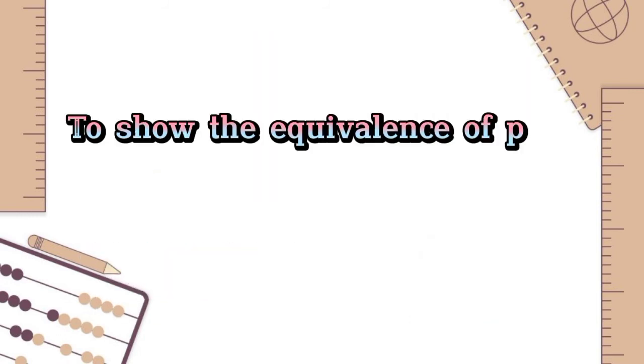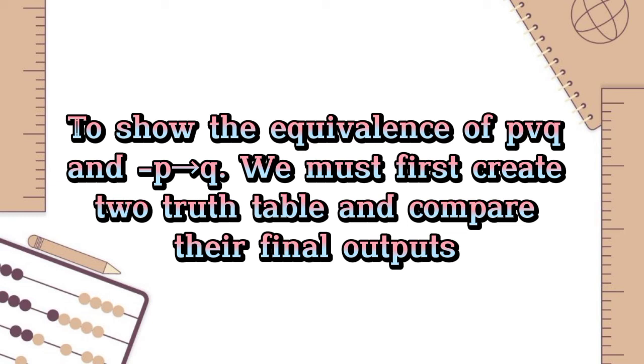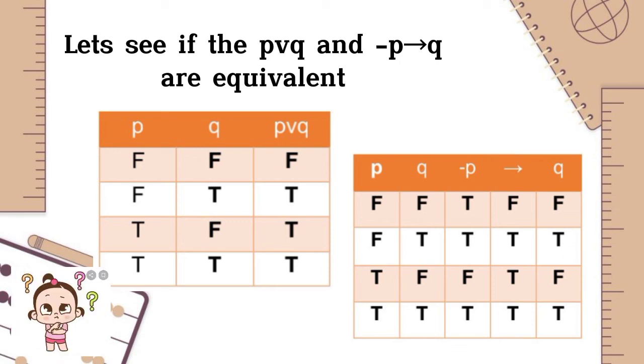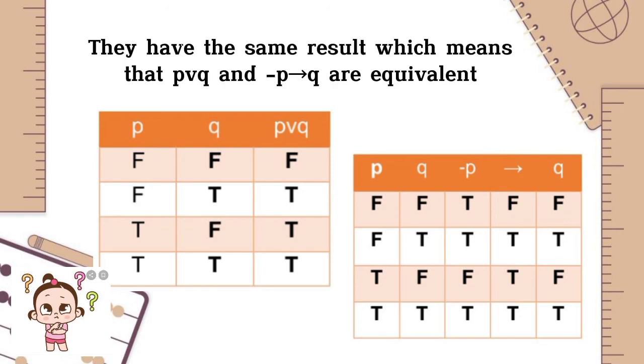So for now, to show the equivalence of P or Q and not P or Q, we must first create two truth tables and compare their final outputs. We must refer to the truth tables I discussed earlier to know their truth values. So these are the two truth tables that we must compare so that we can identify that they are equivalent. The first table contains P, Q, P or Q. Then the second table contains P, Q, not P, or then the Q. As you can see, the two truth tables are the same.